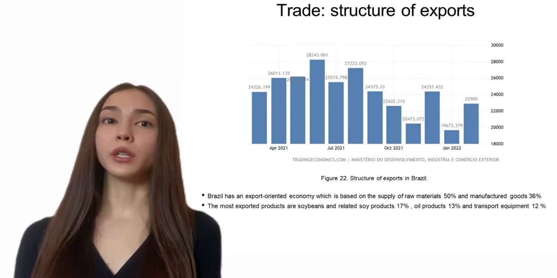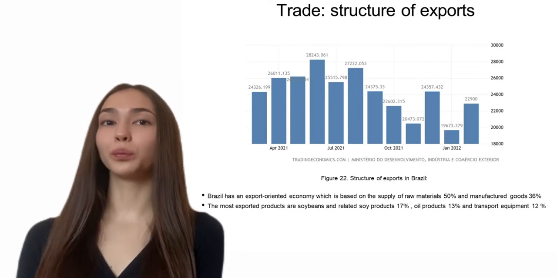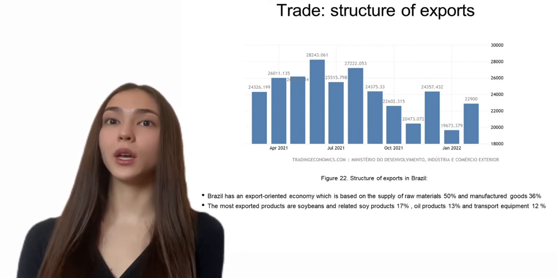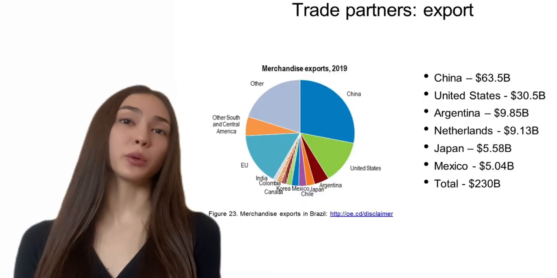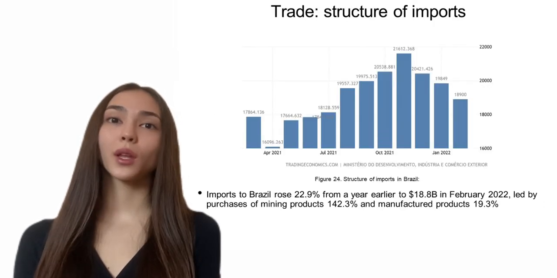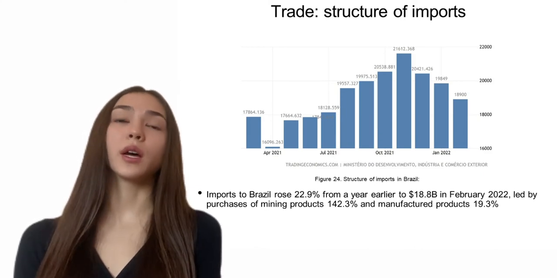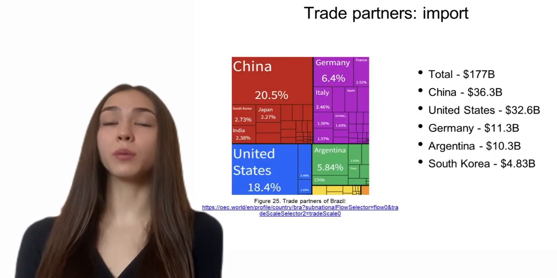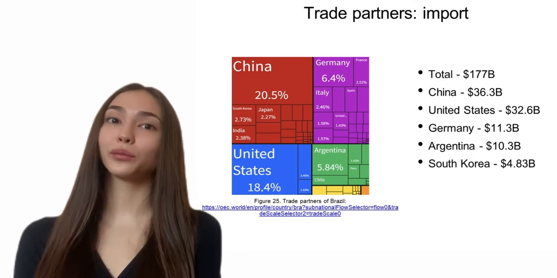There is an export-oriented economy in Brazil, dependent on the shipments of raw material and manufactured goods. Brazil exported a total of $230 billion in 2019, being the number 25 in the list of world exporters. The most common export partners are China, United States, Argentina, Netherlands, and Japan. Brazil imported $177 billion in 2019, making it the number 27 trade destination in the world. The most common origins of the imports of Brazil are China, United States, Argentina, South Korea, and Germany.